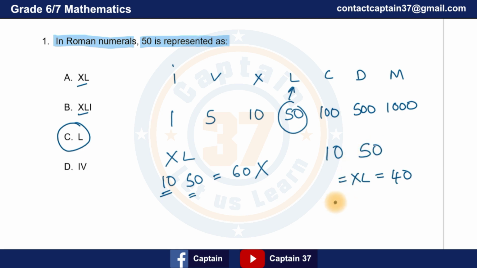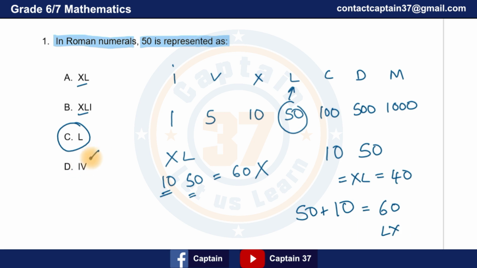If the 10 is written in front of the 50, then you add. So this is then going to be 60, and it will be written as LX.